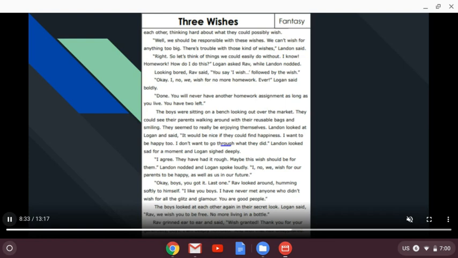We can't wish for anything too big. There's trouble with those kinds of wishes, Landon said. Right. So let's think of things that we could easily do without. I know, homework. How do I do this? Logan asked Rav. While Landon nodded, looking bored, Rav said, You say, I wish, followed by the wish.